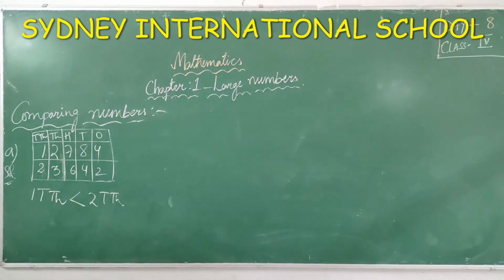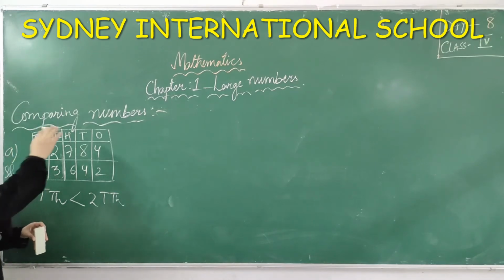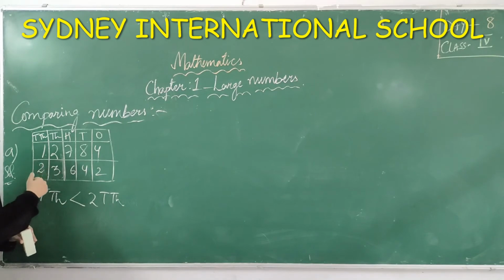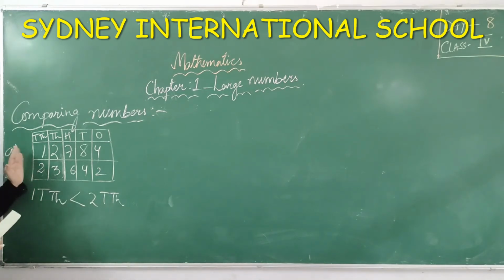Suppose I'll give you one more example. We'll change the numbers. Understood? When you are going to compare the numbers, you have to start from your left hand side. When you are adding or subtracting or writing some numbers, you have to start from your right hand side. But whenever you are comparing two numbers, which one is greater and which one is less than, you have to start from your left hand side.